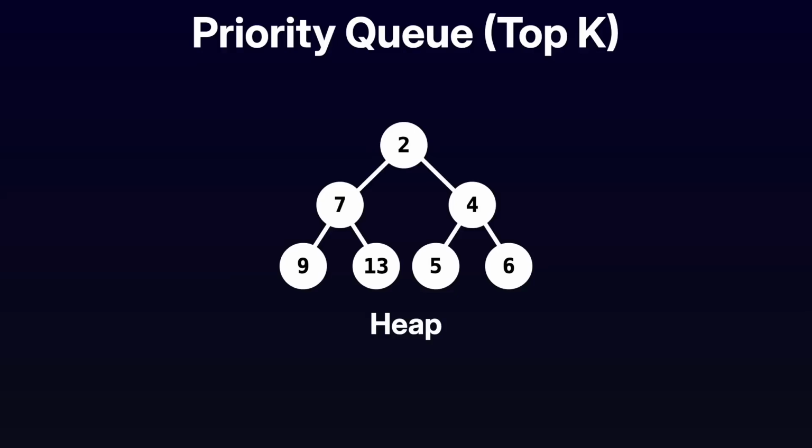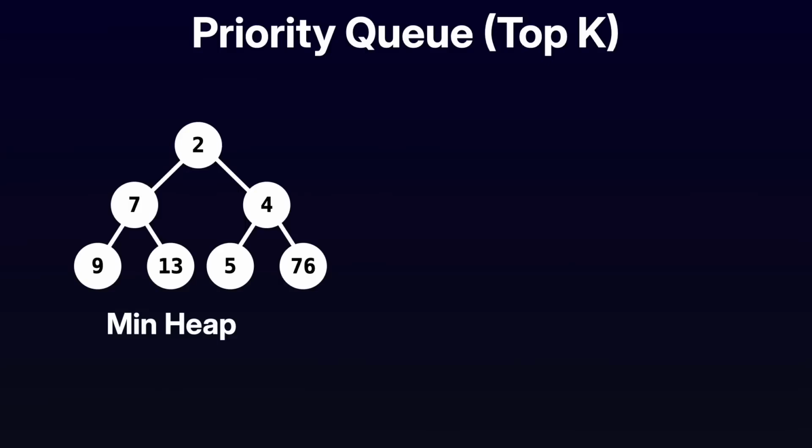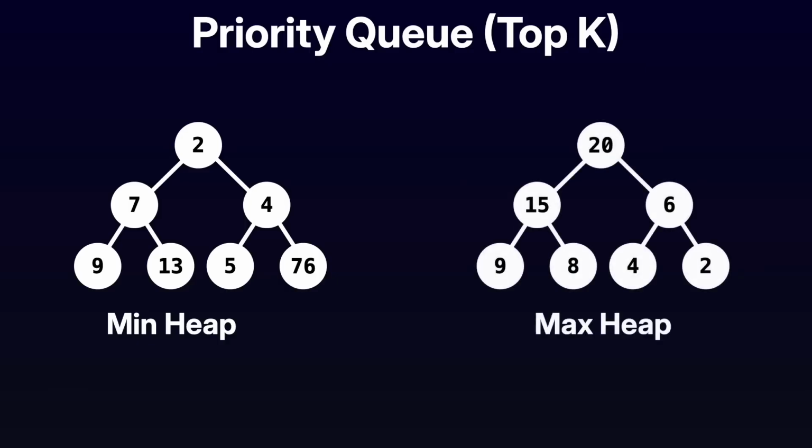A heap is a special type of tree where the elements are organized in a specific way. There are 2 kinds of heaps. In a min heap, the smallest value is always at the top, aka the root, and each parent is smaller than its children. In a max heap, the largest value is at the root, and each parent is larger than its children. One thing that is counterintuitive is that we use a min heap to find the k largest values, and a max heap to find the k smallest values.